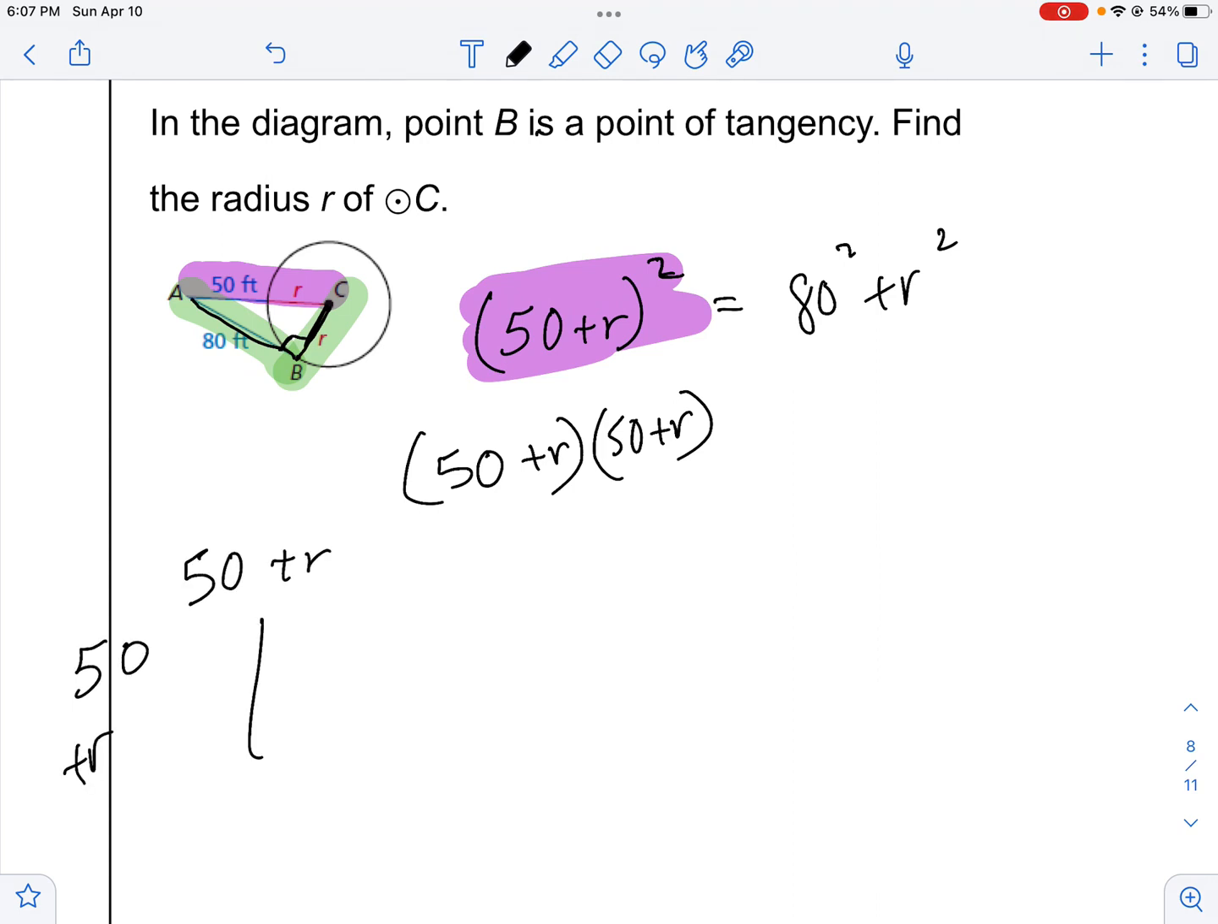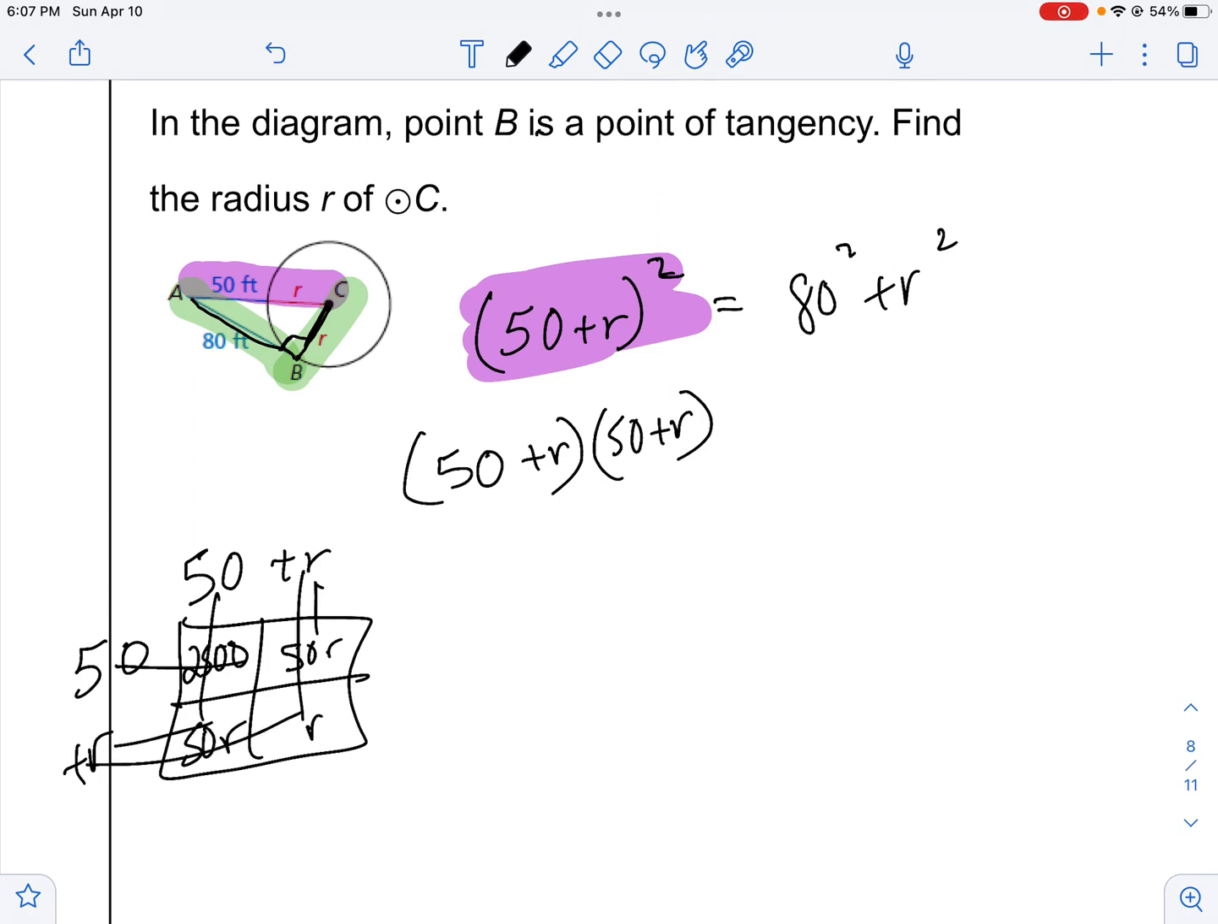Maybe you've seen this before. And now we just multiply everything. 50 times 50, that's 2,500. 50 times r, 50r. 50 times r is 50r. R times r is r squared. Then we just combine the stuff that's the same. R squared combines with nothing. 50r plus 50r, 100r, and 2,500.